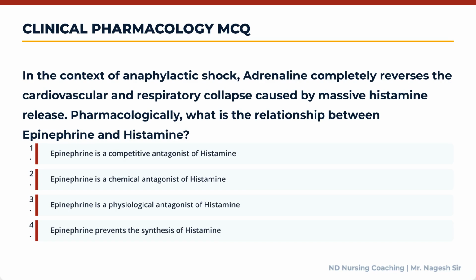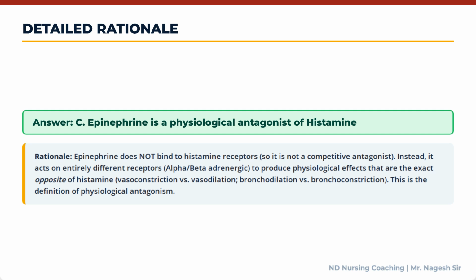In anaphylactic shock, adrenaline completely reverses the collapse caused by massive histamine release. Pharmacologically, what is the relationship between epinephrine and histamine? The correct answer is C. Epinephrine is a physiological antagonist of histamine. While they act on different receptors, their resulting effects on the body are opposite and counteract each other.